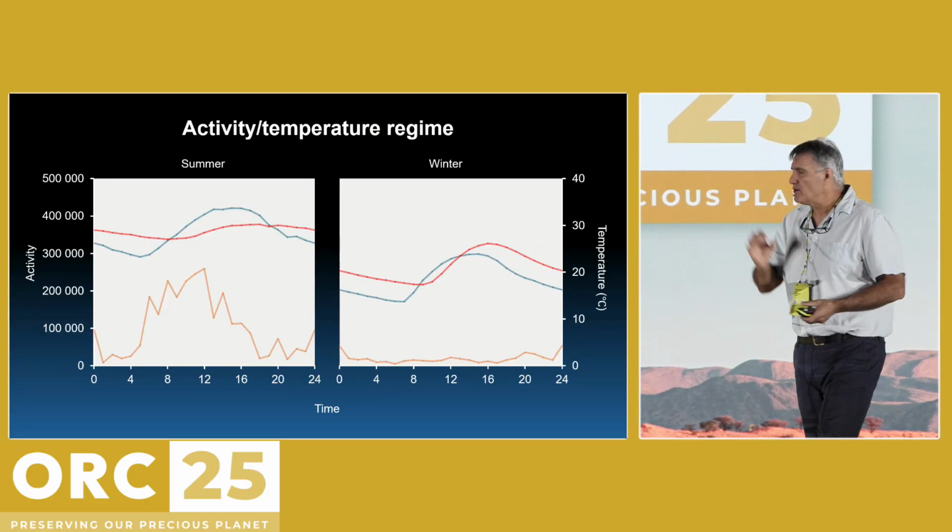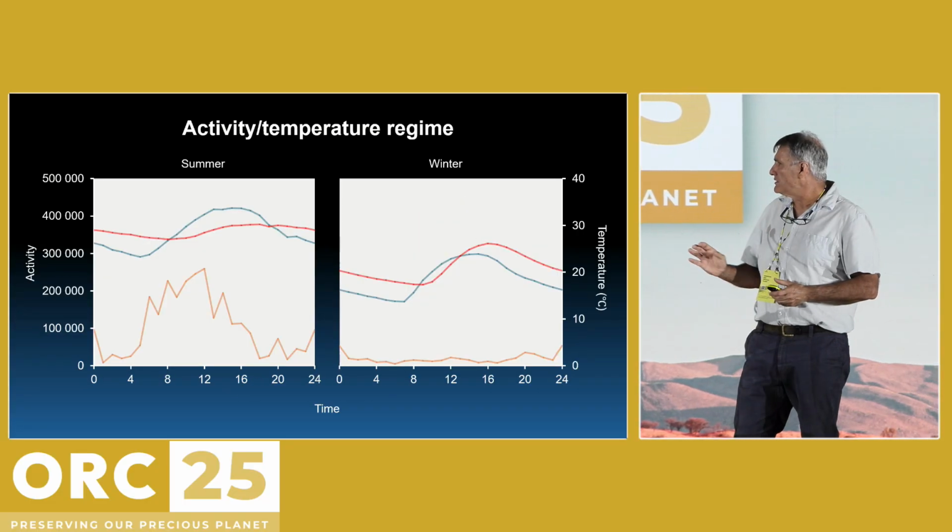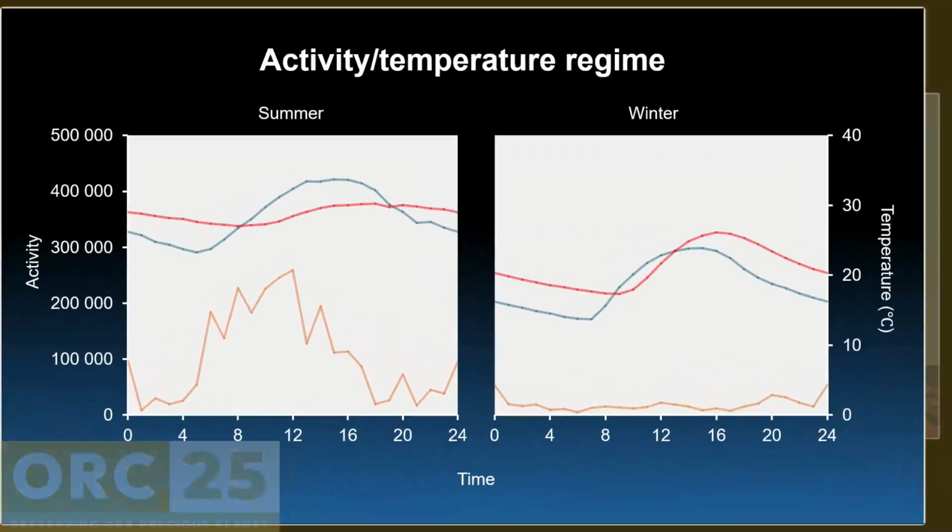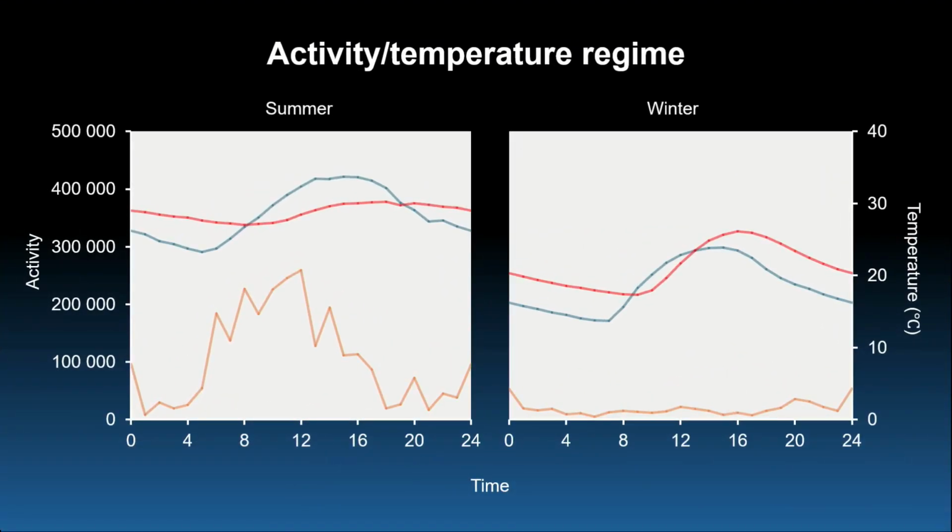To understand this, I want to resolve these into time series. So I've now plotted the average temperatures of the air and the average temperatures of the crocodile as a function of time in the day. I've split it between summer and winter. In blue is the air temperature, and in red is the crocodile's core temperature. And there's two things that really strike me about this.